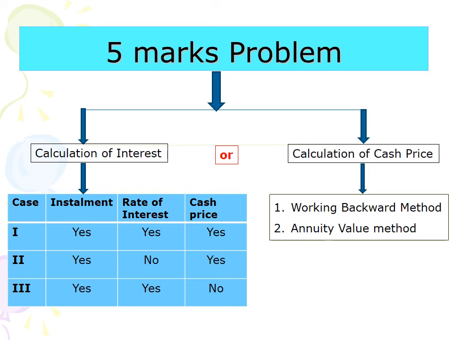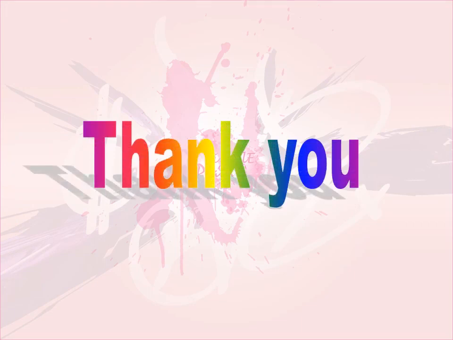Now second part is calculation of cash price. For calculation of cash price, there are 2 different methods. The first method is working backward method and second method is annuity value method. Which method to be followed depends upon the information given in the problem. So this is about the theoretical part of hire purchase system. In my next video, I will come with 5 marks problems, that is calculation of interest.